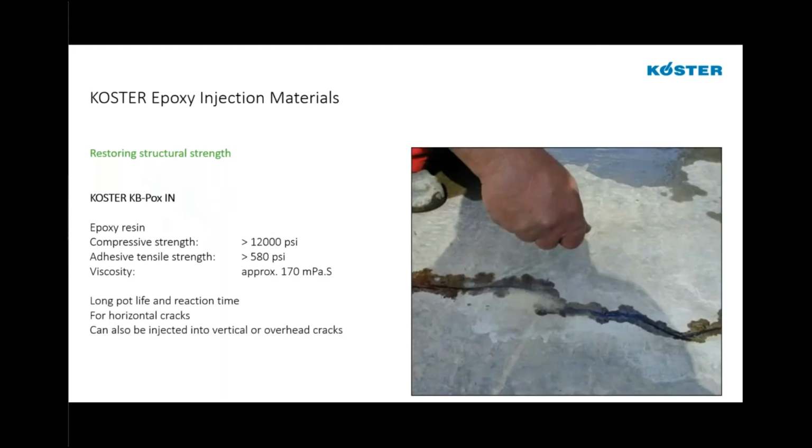We have also the KBpox IN, which is an epoxy injection product with a very, very low viscosity, really extended pot life and reaction time. This we can use to surface seal or gravity feed cracks. We see this a lot of times in applications with our moisture mitigation system for sealing cracks on horizontal surfaces, but it can also be used with injection to vertical and overhead cracks, again with a very, very low viscosity and longer reaction time, very high tensile strength, very high bond strength when installed as well. So this is a great product for structural rebonding of construction members as well.